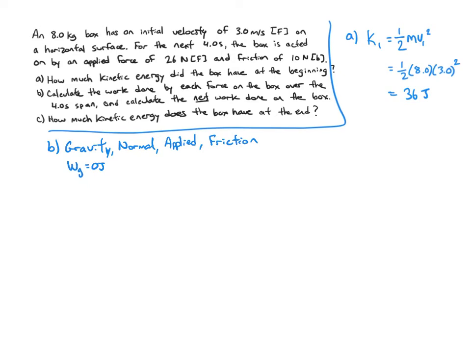So the same thing applies for normal force. The work done by the normal force is also 0 joules because it's perpendicular to the motion of the box. However, for applied and for friction, it's not 0, so we have to calculate it. The formula for work is force times displacement times cosine of theta. So one thing we're actually going to have to calculate is the displacement. All right, so it's not given to us here. So let me do that first. So find displacement.